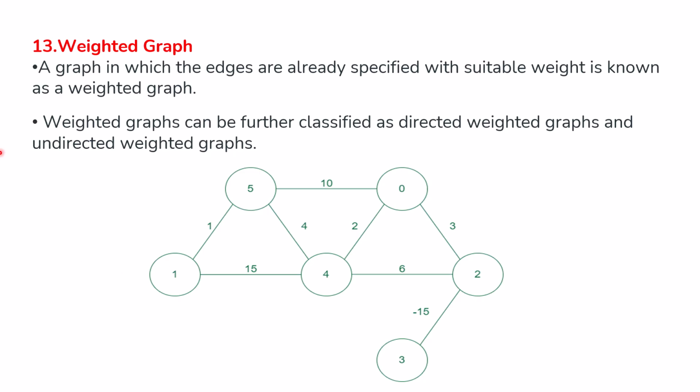Okay, now coming to the weighted graph, a graph in which the edges are specified with some suitable weight. So each edge is specified with some weight, and that is called a weighted graph. 1 to 5 is 1 and 5 to 0 is 10. And 0 to 2, the distance or weightage between these nodes is 3. If every edge has some weight, that is called a weighted graph.